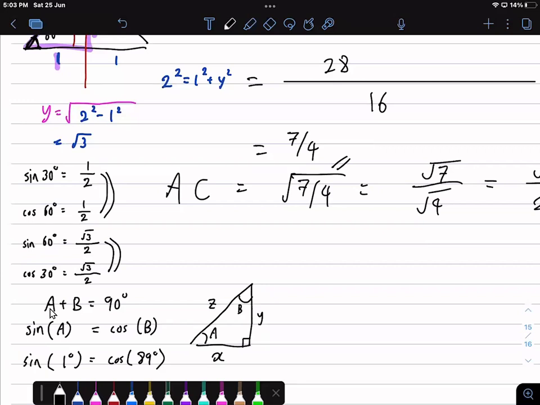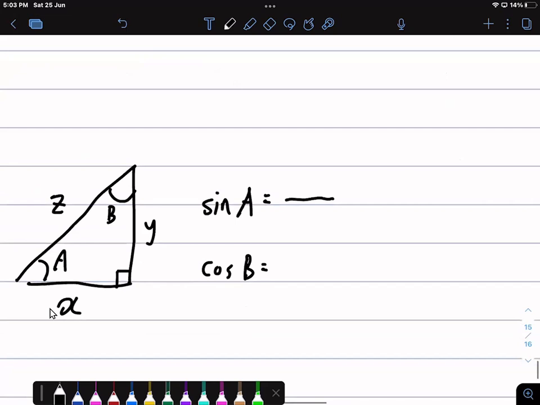What is the sine of A? In terms of the fraction, it's opposite over hypotenuse, right? So Y over Z. Then how about cosine of B? Y over Z as well. What a coincidence. So therefore, they are the same for every single length.